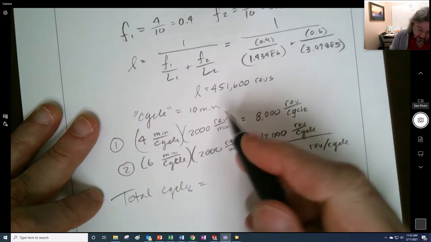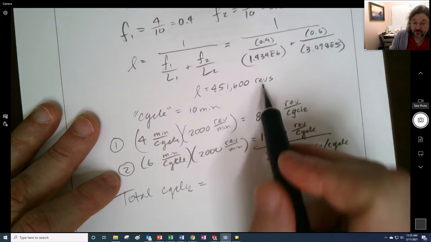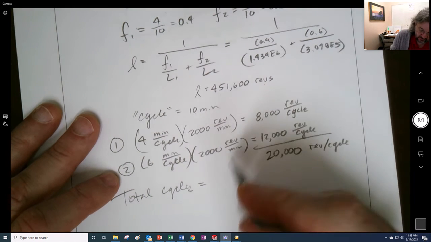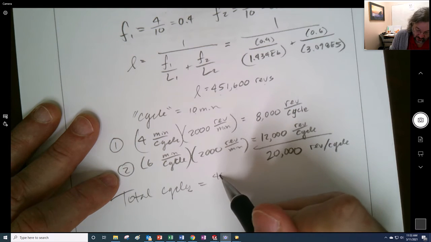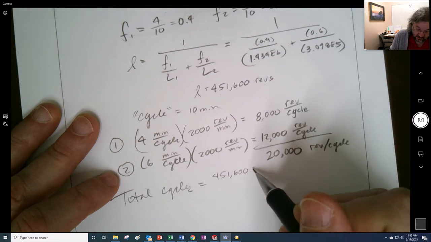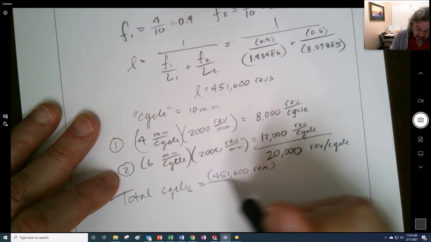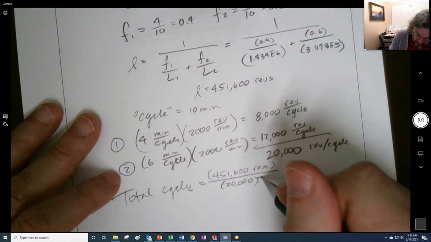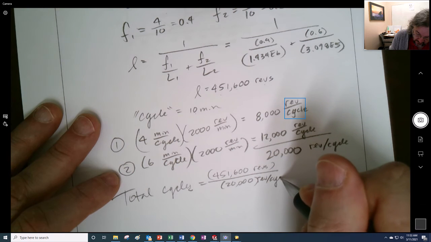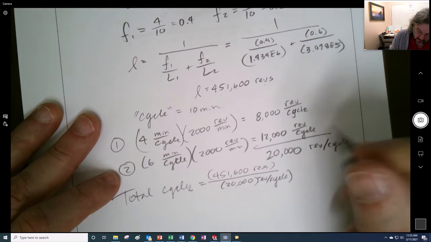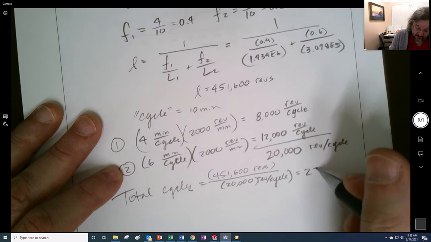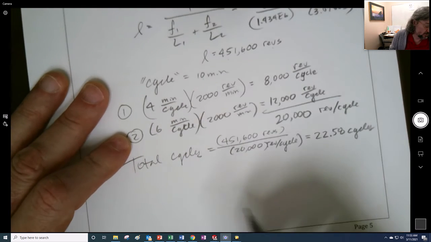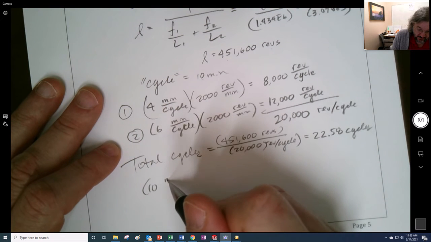What we're going to say is we have 451,600 revolutions. How many cycles is that going to be? That is 451,600 revs divided by 20,000 revs per cycle. So we have 22.58 cycles, and we said we had 10 minutes per cycle.